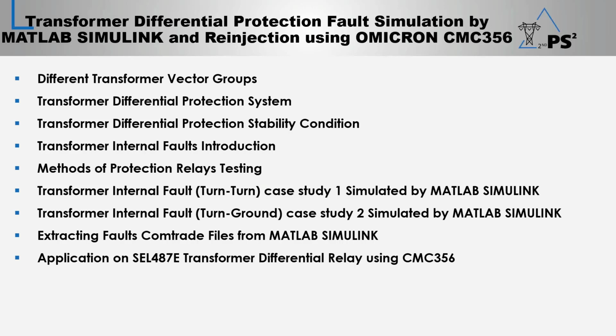The first case study regarding the transformer internal fault turn to turn, and the second case study would be turn to ground fault. And both case studies will be simulated by the MATLAB Simulink. And finally, we would see how to extract the fault Comtrade file from the MATLAB Simulink, and using this file to make a re-injection on the protection relay of cell 487E using the CMC356 test kit.